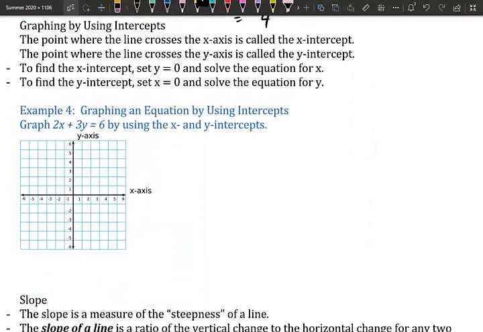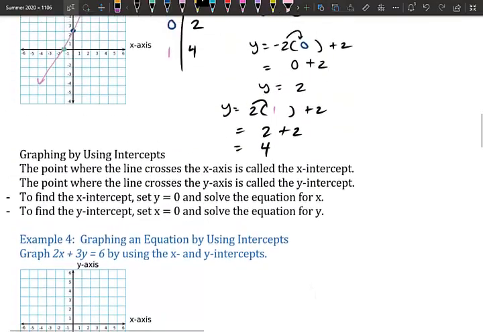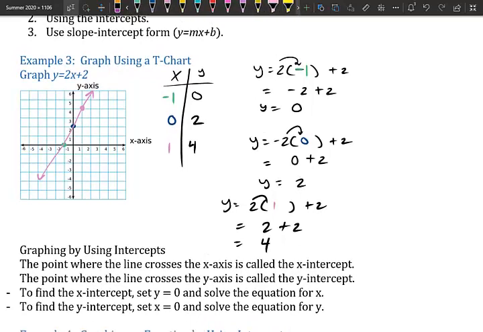Graphing by using intercepts. The point where the line crosses the x-axis is called the x-intercept. The point where the line crosses the y-axis is called the y-intercept. To find the x-intercept, you set y equals 0 and solve the equation for x. To find the y-intercept, you set x equals 0 and solve the equation for y. So whatever you're trying to find, the opposite becomes 0. Let me point them out on what they look like. That is an x-intercept. -1, 0 is an x-intercept. So you see how y is 0 there? Because the opposite of x is y, so y is 0. And then we have another intercept here at 0, 2. That's our y-intercept because x is 0.